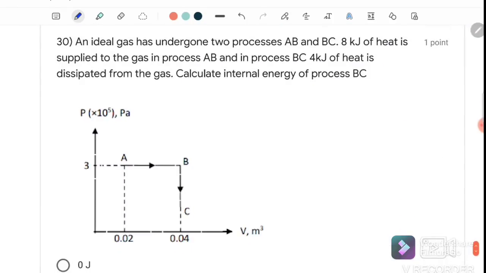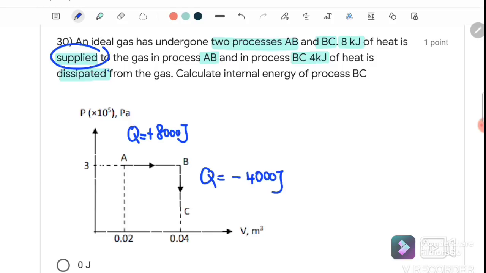Okay, last question is question number 30. An ideal gas has undergone two processes, AB and BC. 8 kilojoule of heat is supplied to the gas in the process of AB, and in the process of BC, 4 kJ of heat is dissipated from the gas. So for A to B, Q is equal to positive 8,000 joule because it's supplied, and for B to C it is negative 4,000 joule because the word dissipated means lost.